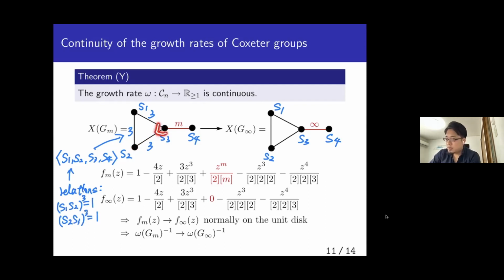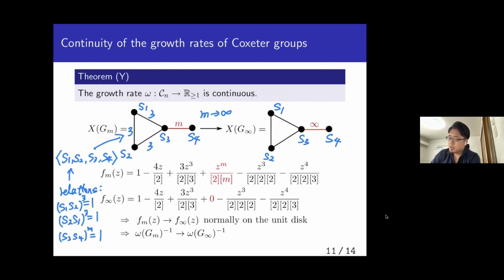And here, this is an important point. The relation between S3 and S4 is expressed as follows. And if we tend M to infinity, we get this diagram. And this diagram corresponds to the limit of this Coxeter group.